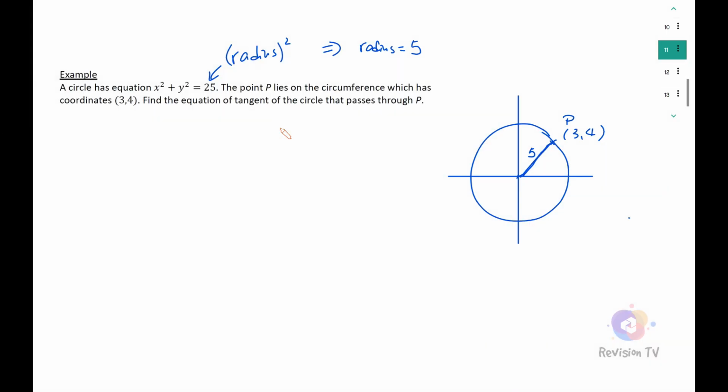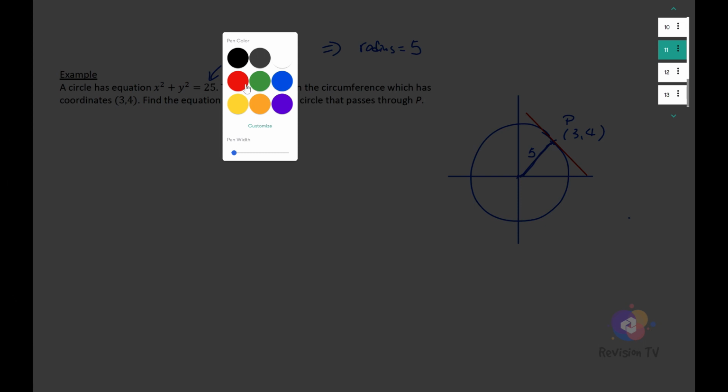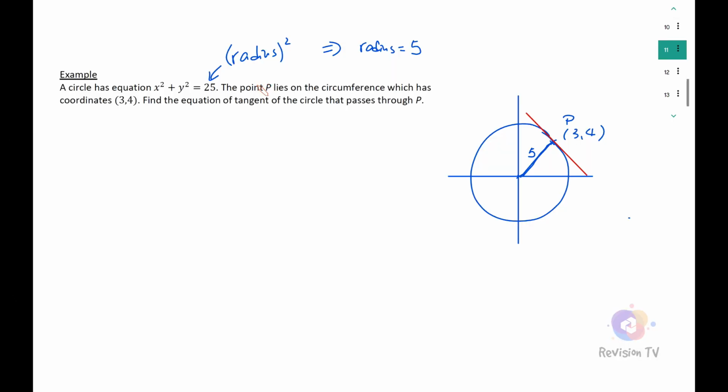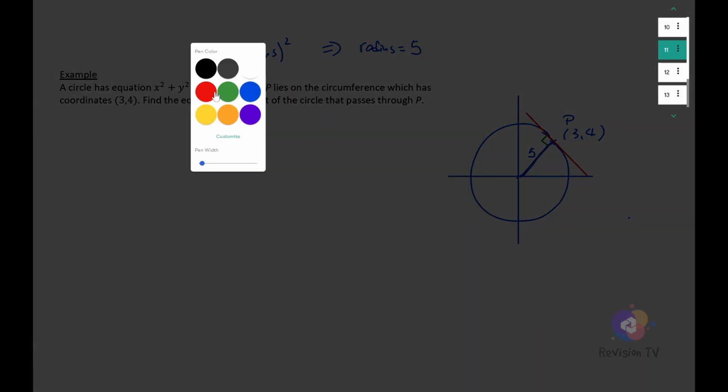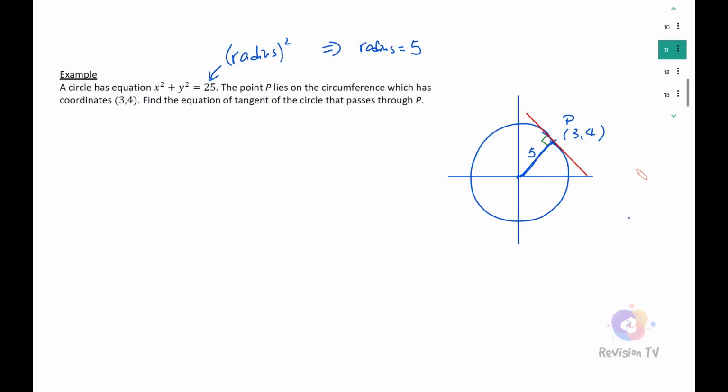So we use a ruler and a pencil. The line here is perpendicular to the radius at the point P on the circle, and that is a right angle. So we want to work out the equation of the line, the red line here. So how do we work it out? Well, this equation of a tangent is also a straight line, so y equals mx plus c.